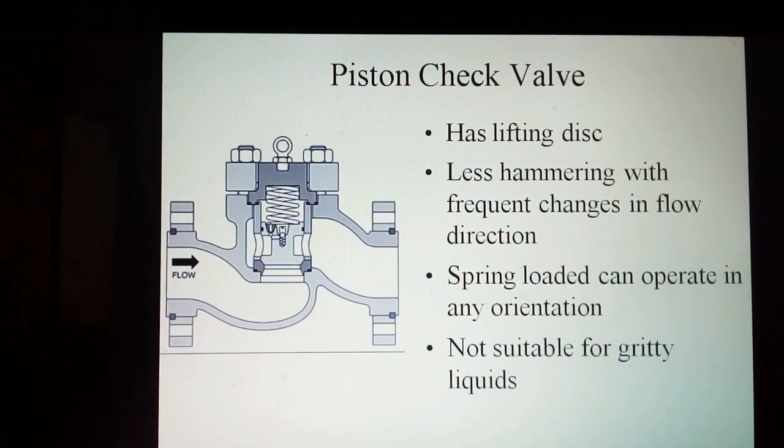Piston check valve has a lifting disc. It has less pounding with frequent changes in flow direction. The spring-loaded valve can operate in any orientation. It is not suitable for gritty liquids.